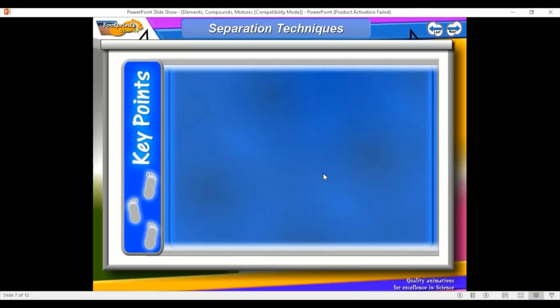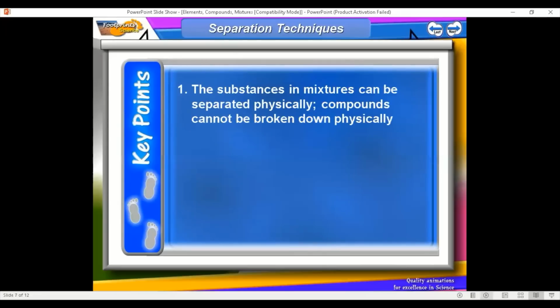Separation techniques. You've done some of these with me, right? Let's have a look at this. Key points again. Write this down. A substance in mixtures can be separated physically. Compounds cannot be broken down physically. What that means is mixtures, for example, sand, water, salt, they can be separated. You can separate the components of a mixture, but when it comes to compounds, that requires things like heat, where you change the property of the compound by using heat.